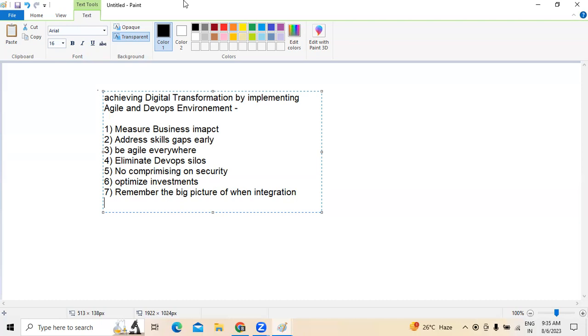So these are the 7 key elements which we have to consider whenever we want to achieve digital transformation by implementing agile DevOps environment. These are the 7 steps: measuring the business impact, addressing the skills gaps early, ensuring that agile is everywhere, eliminating DevOps silos, no compromising on security, optimizing investments, and remembering the bigger picture of when integration is required and takes place. These are the 7 action steps to be taken to achieve digital transformation in any application development by implementing agile and DevOps environment.